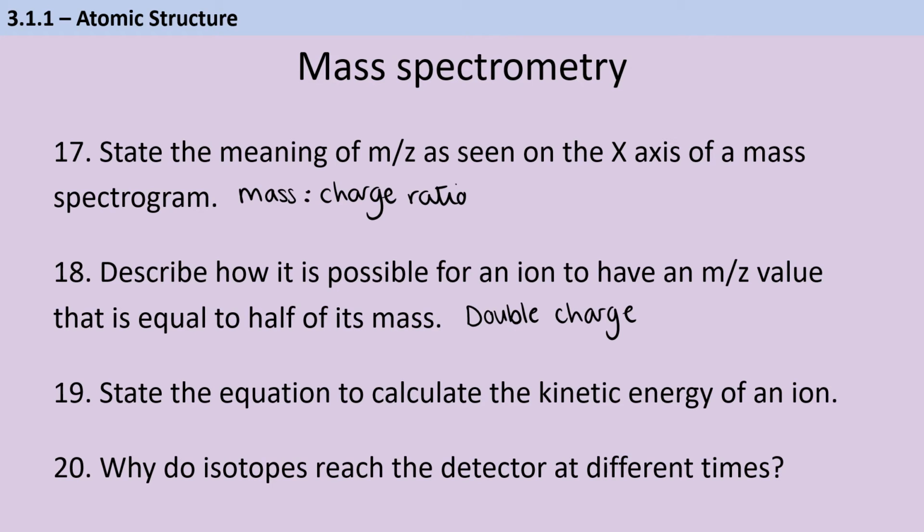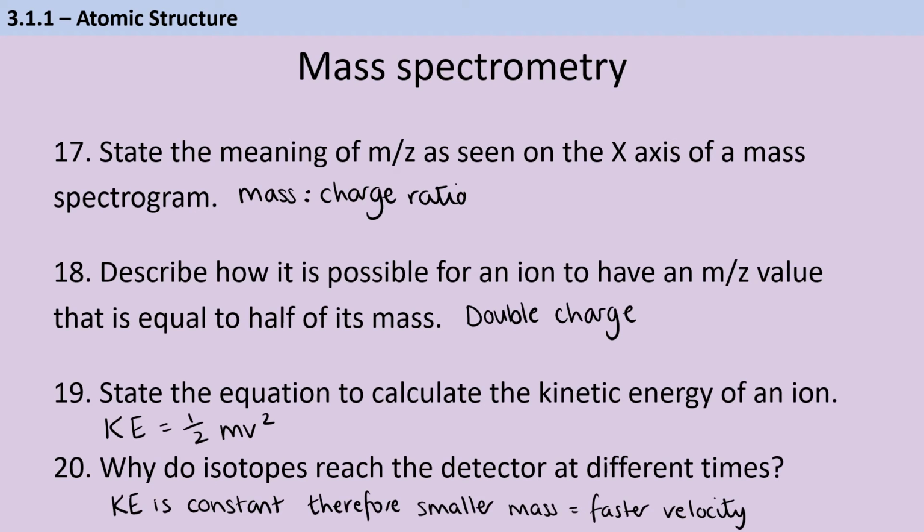In order to calculate the kinetic energy of an ion, we do half mv squared, where m is the mass in kilograms and v is the velocity that the ion is moving at. The isotopes reach the detector at different times because even though they have the same amount of energy, they have different masses. So although KE is constant, the smaller mass will lead to a faster velocity.